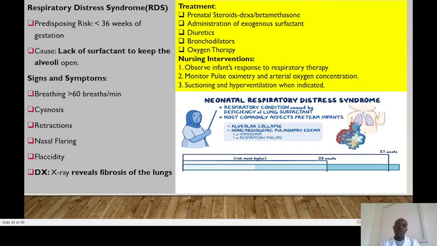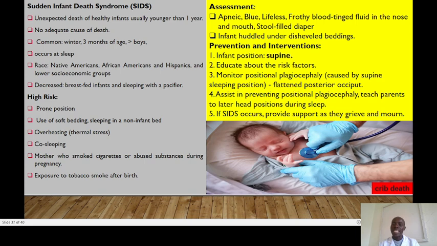Right. So for treatment, we could give antenatal steroids. If these mothers are at risk of giving birth to preterms, we can give them betamethasone. All right. And for the babies, we could give administration of exogenous surfactant. Okay. Or we can give, of course, diuretics, bronchodilators, and oxygen therapy. Also remember, you observe the infant's response to respiratory therapy, monitor the pulse oximetry and arterial oxygenation to see the respiratory status, and suction and hyperventilation when indicated.